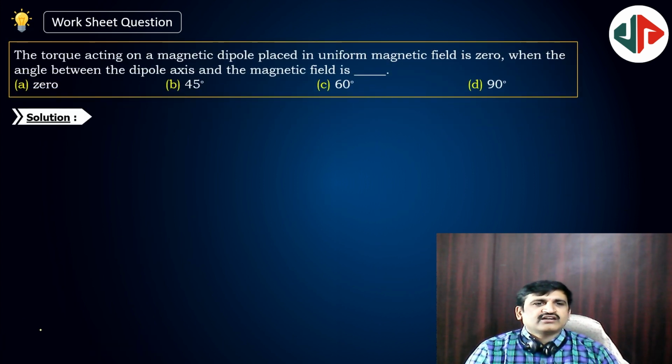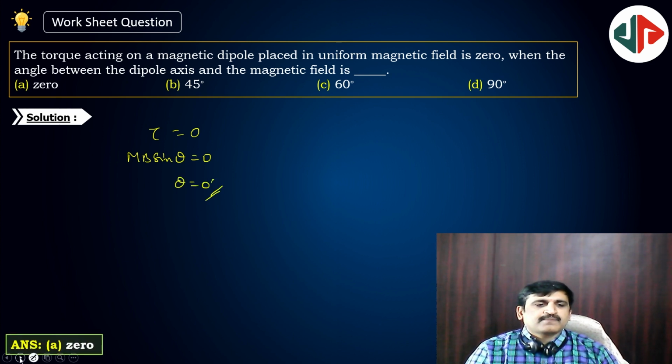Torque acting on a magnetic dipole placed in a uniform magnetic field is 0. Torque equal to 0 when the angle between the dipole axis and the magnetic field is, tau is equal to mB sin theta, isn't it? Equal to 0. So theta equal to 0 degrees. mB sin theta is the formula.